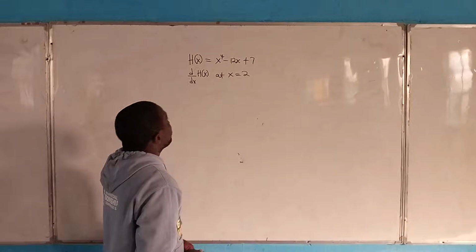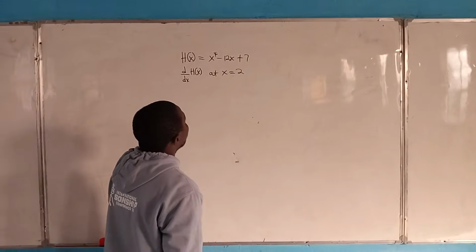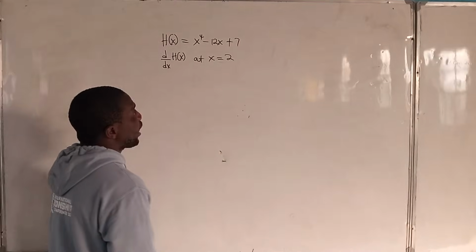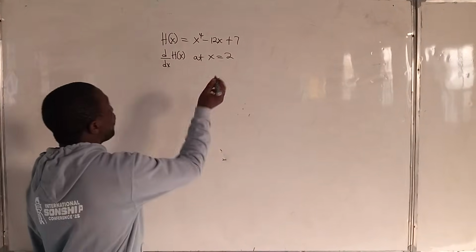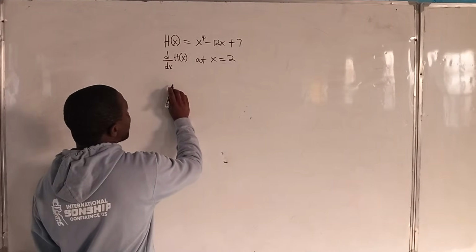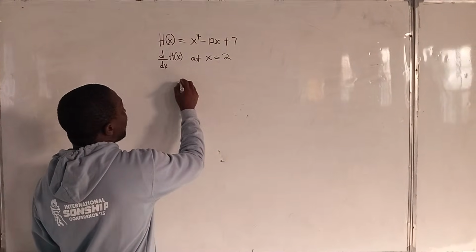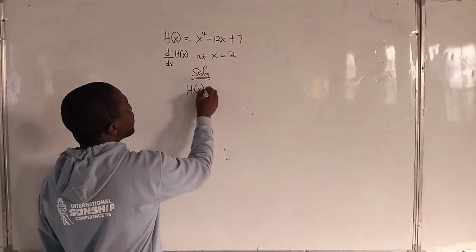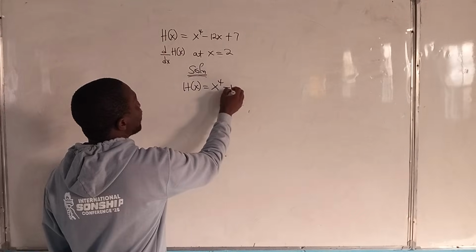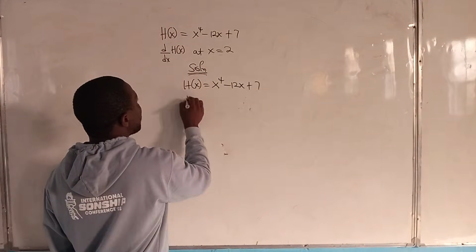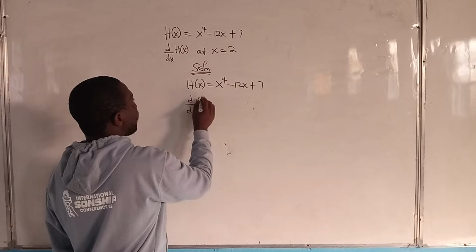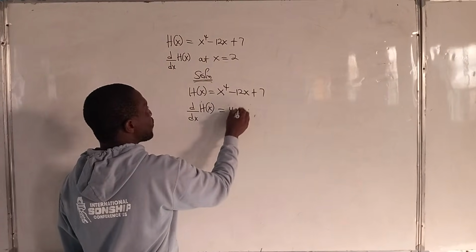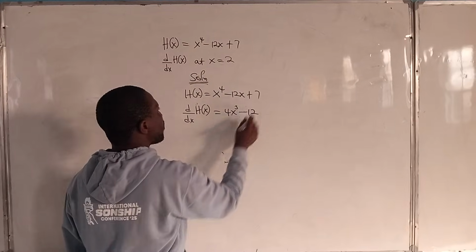We have this question, h of x equals x raised to 4 minus 12x plus 7, and we are asked to differentiate h of x at the point where x equals 2. What do we do? We say solution. h of x equals x raised to 4 minus 12x plus 7. d over dx of h of x, differentiate that, that's 4x raised to 3 minus, differentiate 12x, that is 12.